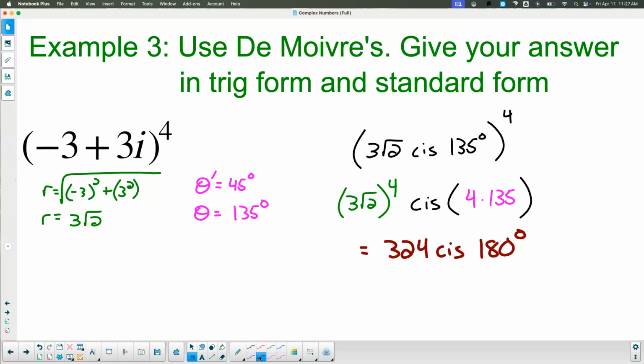We've been converting into standard form all week. So this would be negative 324 plus 0i. Because the cosine is negative 1, so 324 times negative 1 is negative 324. The sine at 180 is 0, so it's plus 0i.